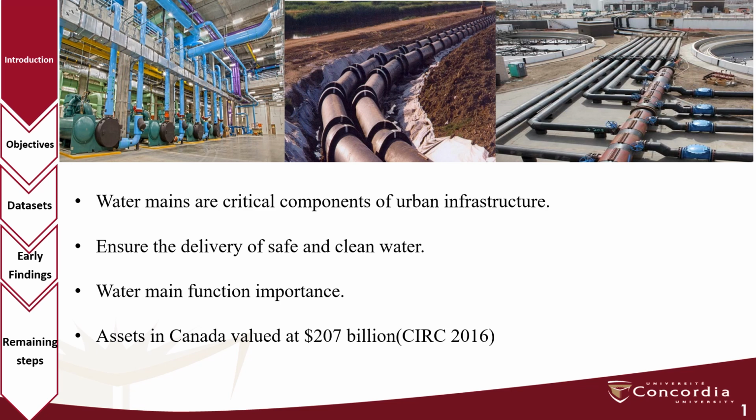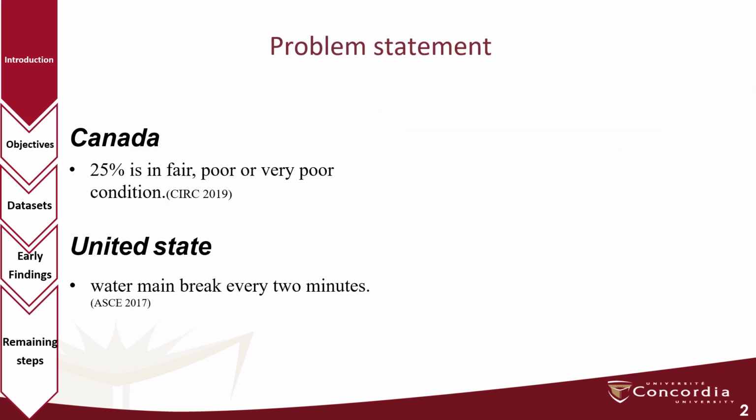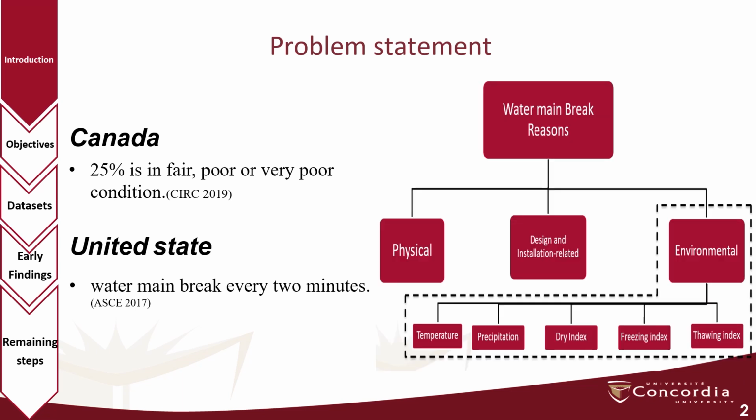The high value of water mains underscores the significance of maintaining and upgrading water mains. However, 25% of Canada's water infrastructure is in fair, poor, or very poor condition. In the US, the American Society of Civil Engineers reported that water main breaks occur every 2 minutes. While there has been a lot of research on predicting water main breaks, few studies have explored the impact of weather variation on the likelihood of such incidents.